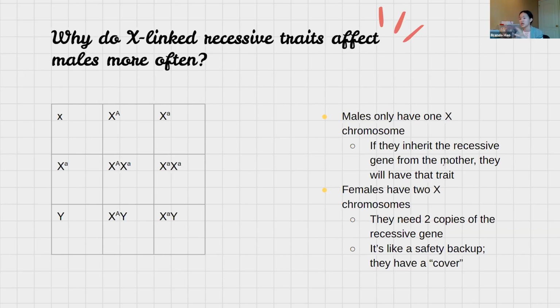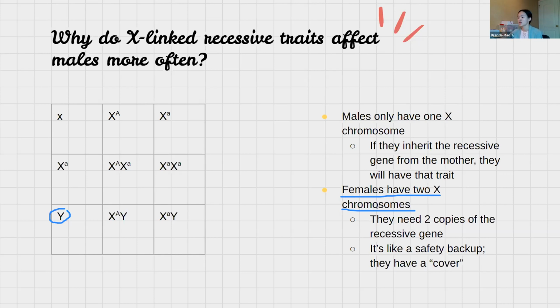So whatever you get from the mother, that's what trait you're going to get. Because obviously for sons, the father will pass down the Y chromosome while the mother passes down the X one. So if the mother happens to pass down a recessive gene, that's what they're going to get. However, females have two X chromosomes, so they need two copies of the recessive gene.